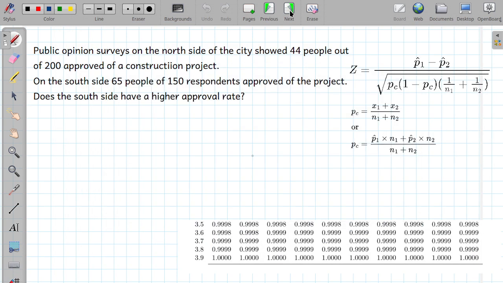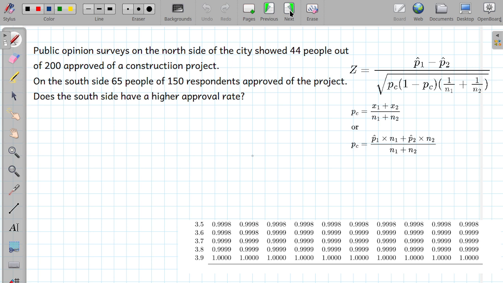So now, here's another. Public opinion surveys on the north side of the city showed that 44 people out of 200 approved of a particular construction project, while on the south side, 65 people out of 150 respondents approved of the project. Here I'm asking, does the south side have a higher approval rate? Well, let's find out. And let's set this up.